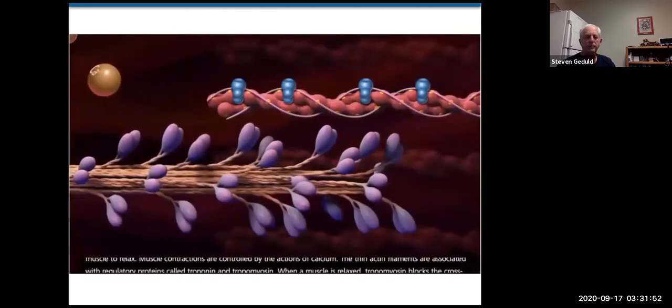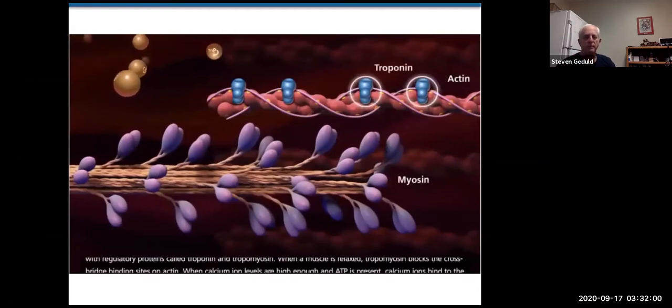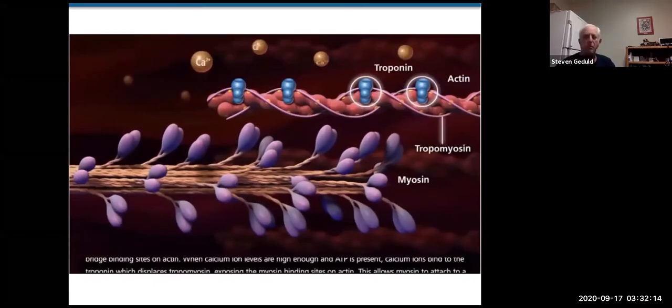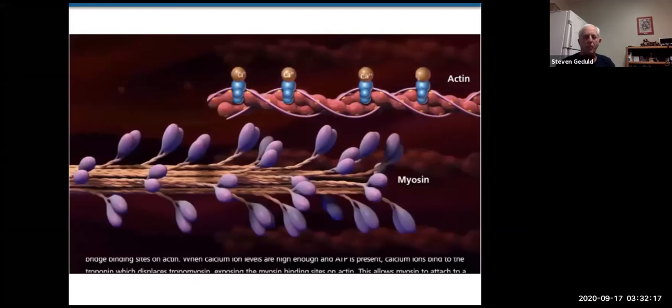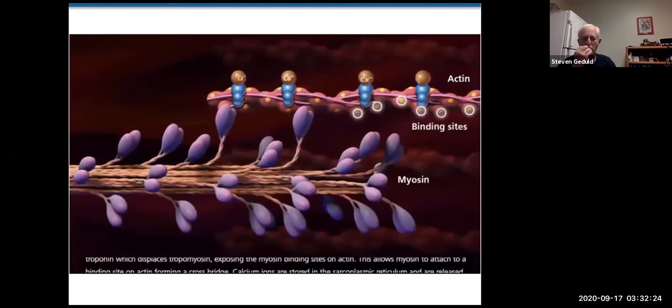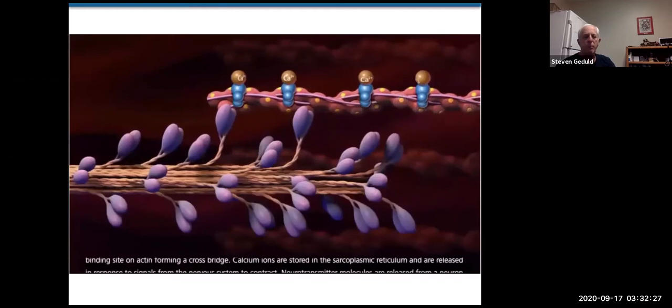Muscle contractions are controlled by the actions of calcium. The thin actin filaments are associated with regulatory proteins called troponin and tropomyosin. When the muscle is relaxed, tropomyosin blocks the cross-bridge binding sites on actin. When calcium ion levels are high enough and ATP is present, calcium ions bind to the troponin, which displaces tropomyosin, exposing the myosin binding sites on actin. This allows myosin to attach to a binding site on actin, forming a cross bridge.